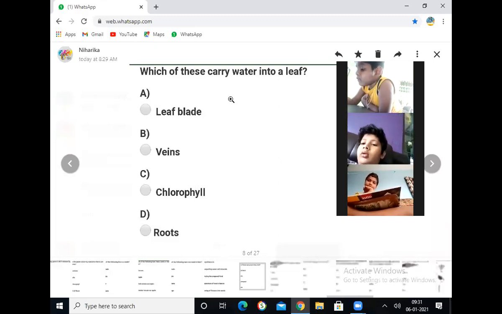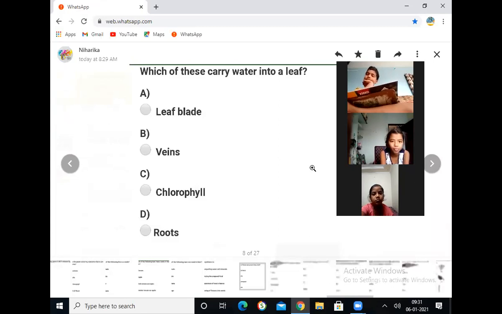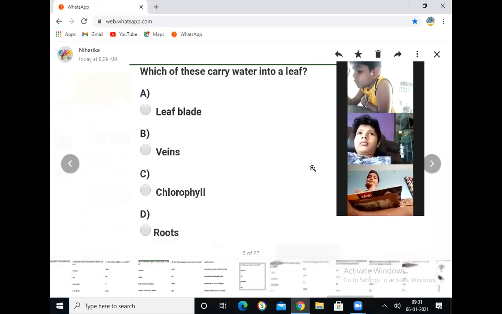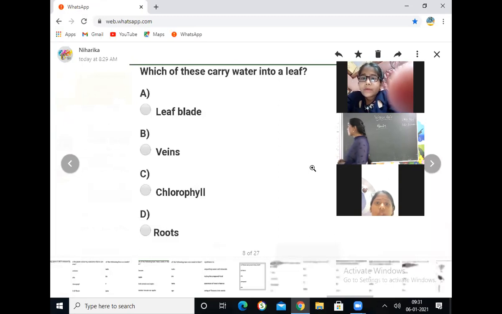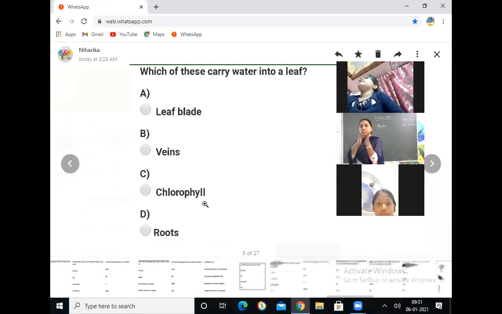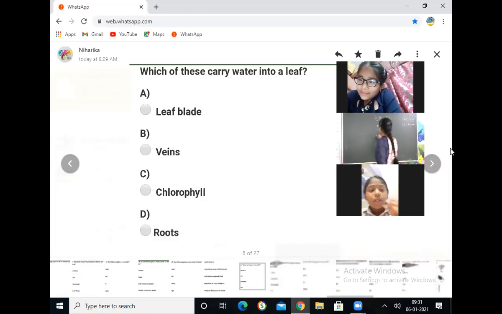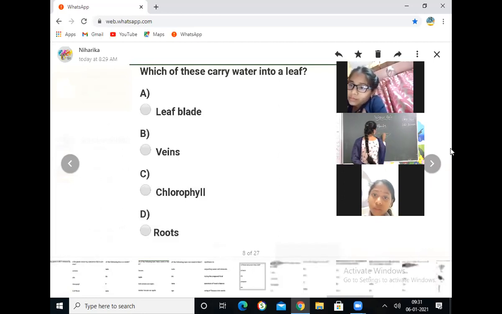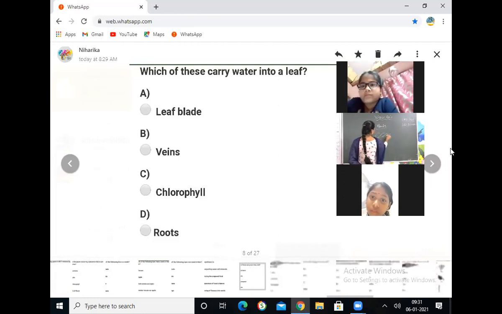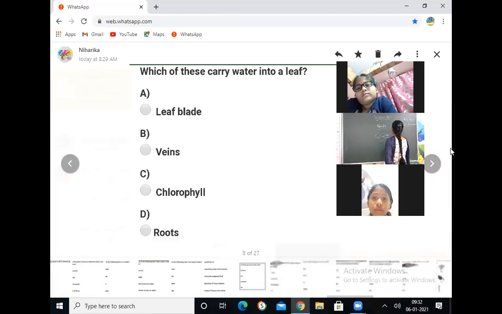Which of these carry water into a leaf? Leaf, chlorophyll. What is the answer? Chlorophyll? No. The answer is the veins. If you observe any leaf, there will be a line on the leaf, right? That line is the veins.